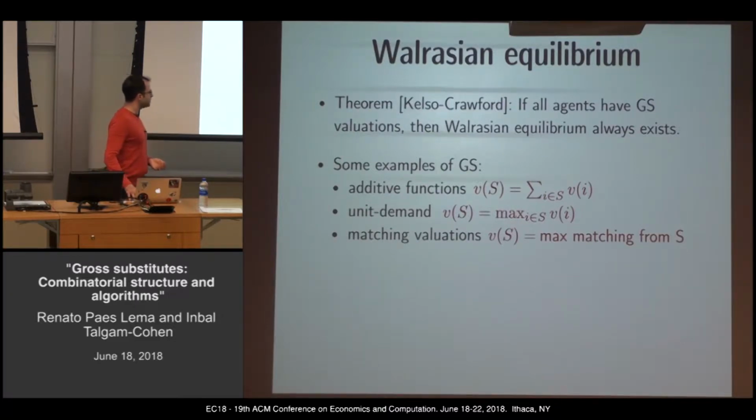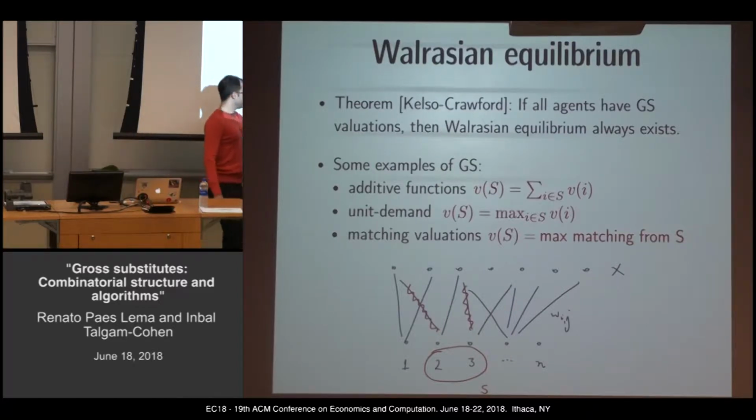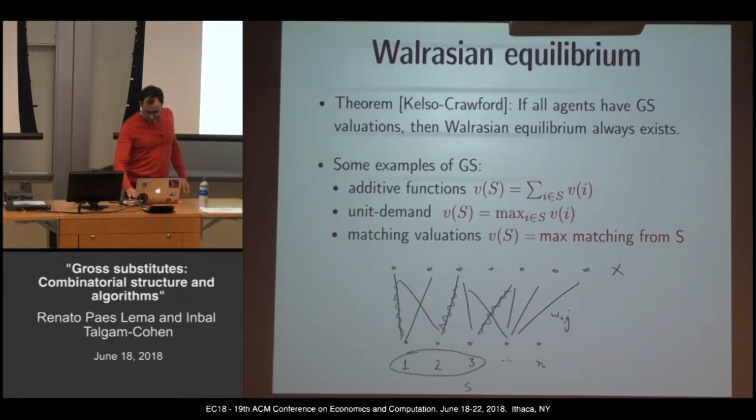Also, this nice class called matching valuations. So if you have those as your goods, and X is some arbitrary set, and Wij are some weights, if you have a set S of goods, say 2, 3, the maximum matching from 2, 3 to X would be the sum of the weights of the two edges that maximize it, and it's a matching, will be the V of S. And similarly, if it's 1, 3, maybe the matching is different.